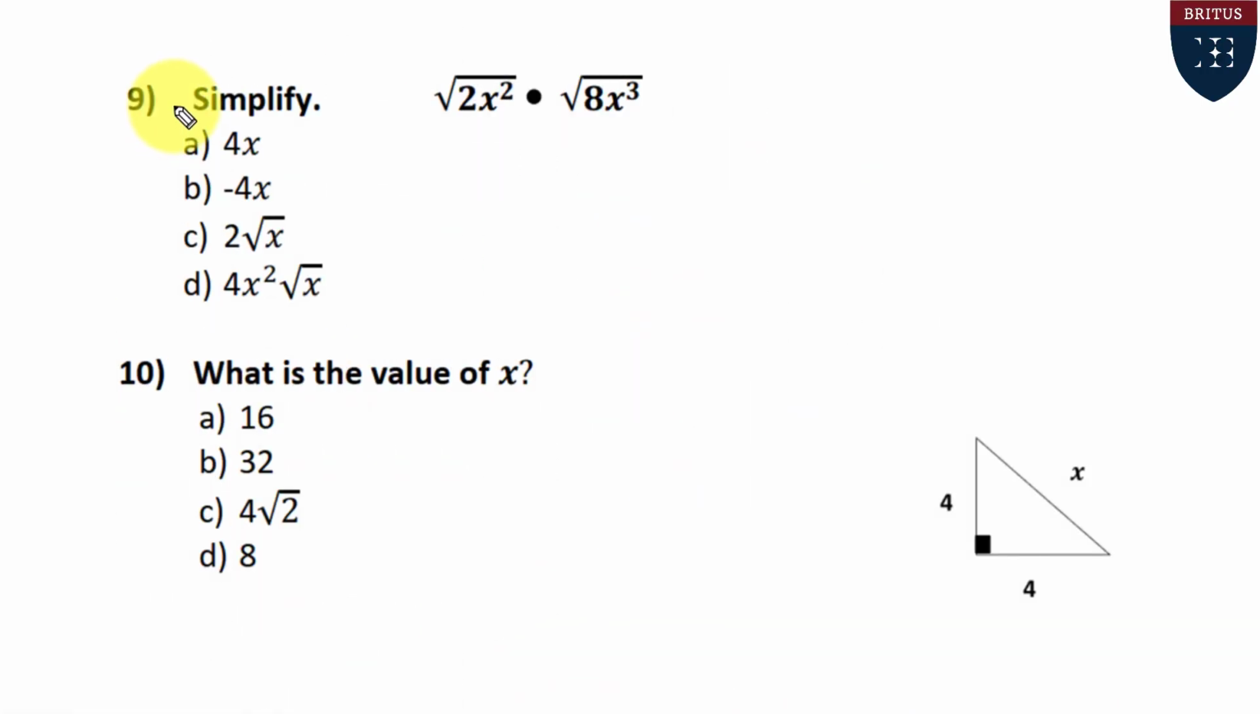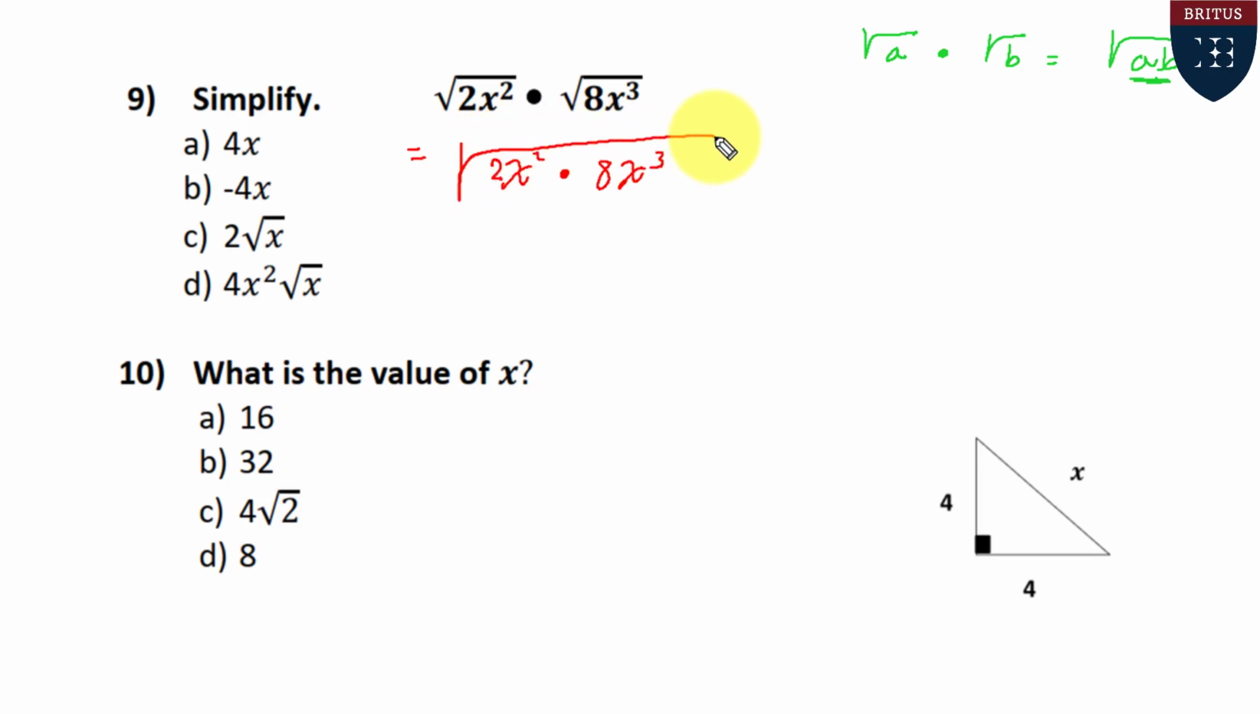Number 9, simplify. How can we simplify root 2x squared times root 8x cubed? Just apply the rule root a times root b equals root ab. Now just apply the rule. We can say that 2x squared times 8x cubed, under the root.